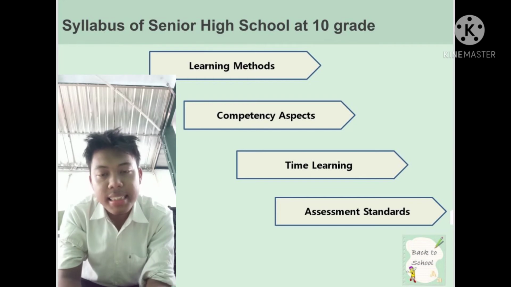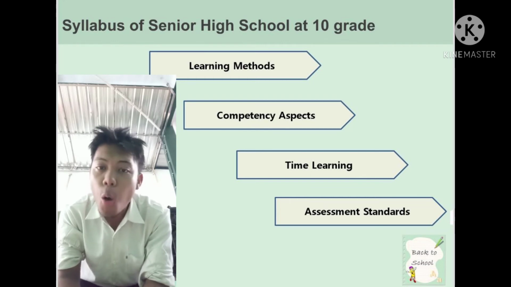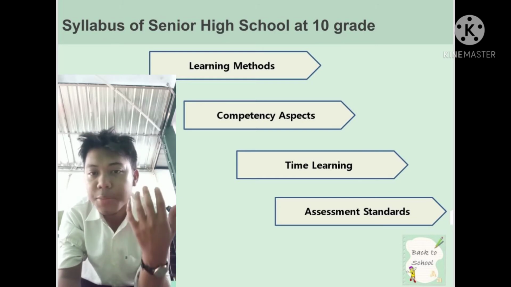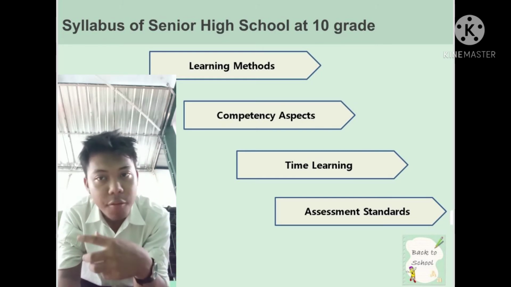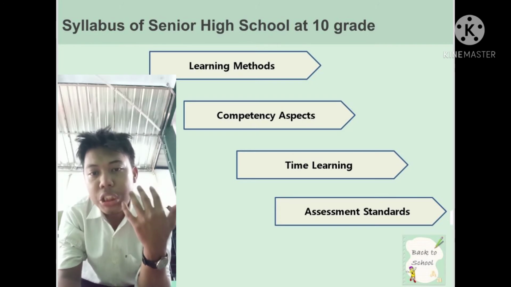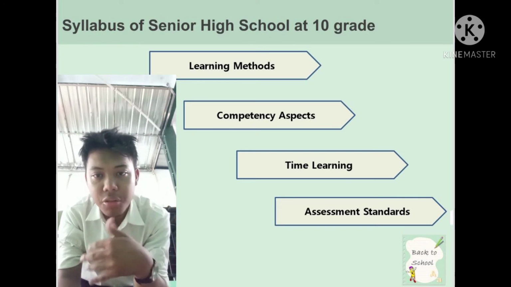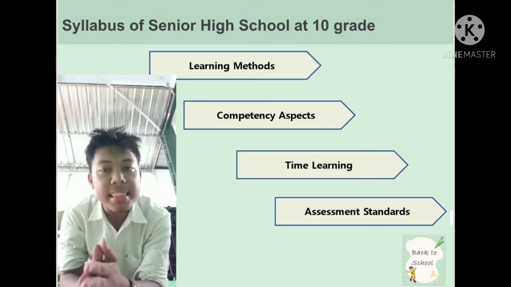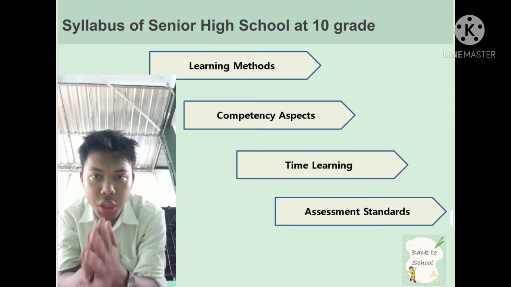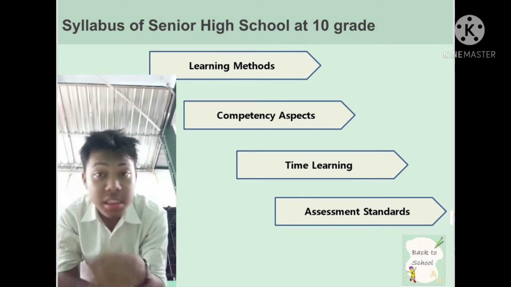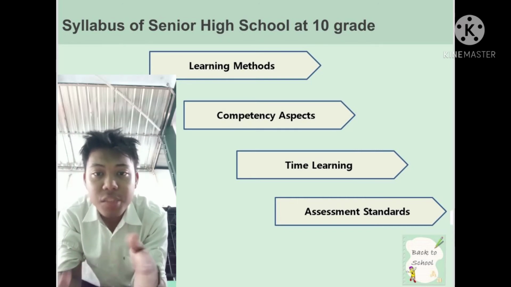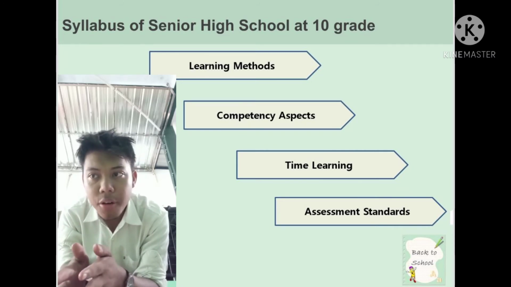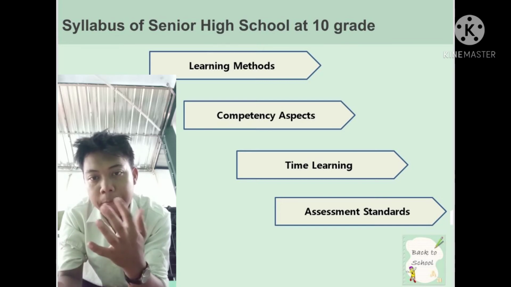And then next is time learning. When the teachers want to teach their students in the classroom, there is a time allocation, for example 1 hour 30 minutes. 1 hour 30 minutes is enough for the teachers to teach their material to the students, even for complex material. I think it's very enough.